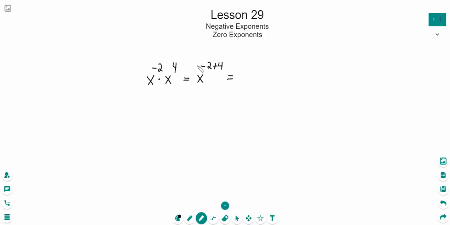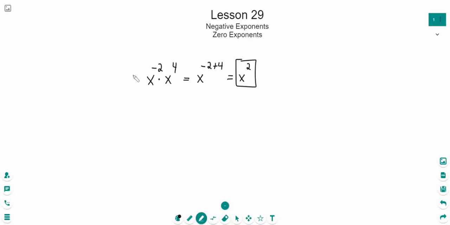So now we need to combine those two, and we can do that with a negative number. That presents no problem to us. X to the negative 2 plus 4, well, that's just x squared, right? Negative 2 plus 4 is 2, so x squared. So there's our solution to this problem. And this negative really doesn't pose an issue. It's pretty straightforward. We're just adding these exponents.